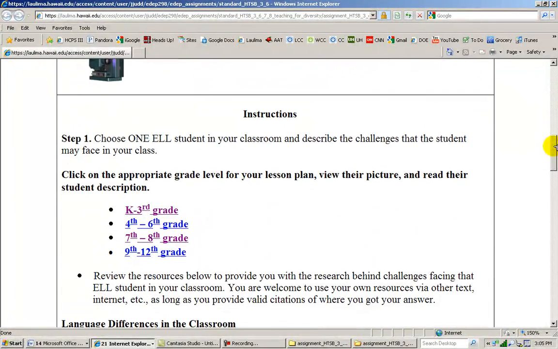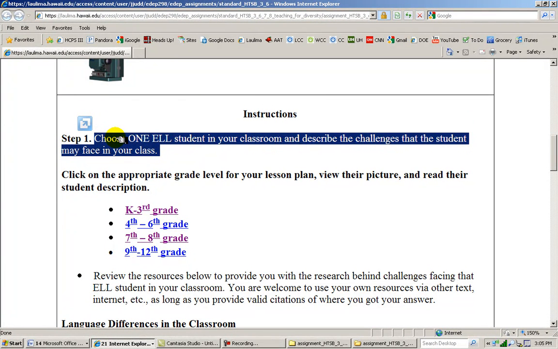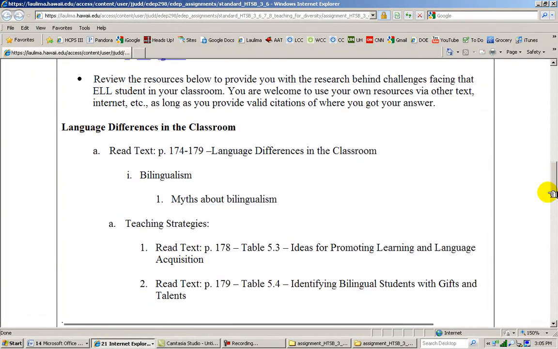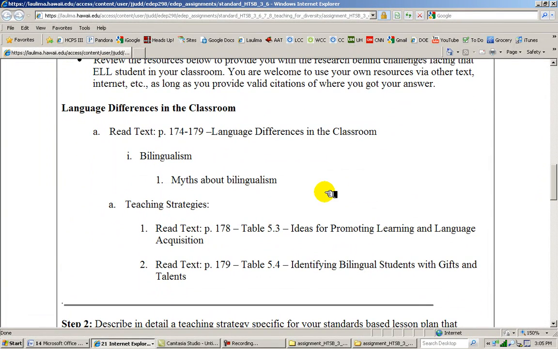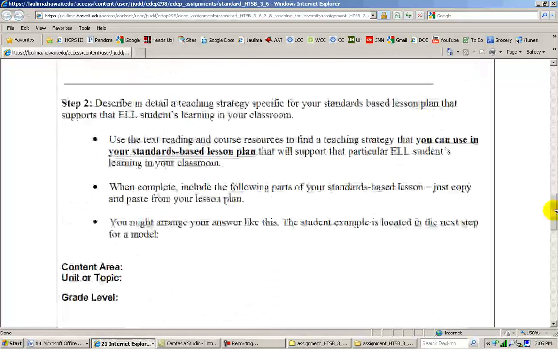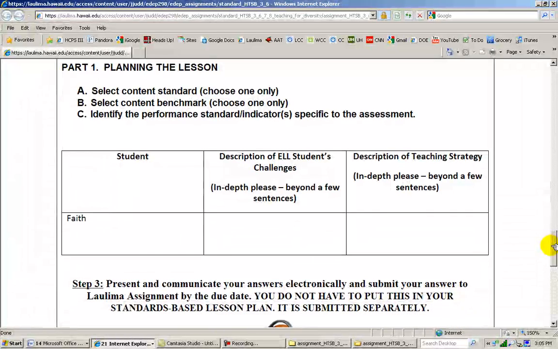So going down to step 1, just like you've been doing, you're going to choose a student in our imaginary classroom who's an ELL student. Review the resources that you think will help you understand the language differences between that student and the dominant culture, which is English. And then describe in detail a teaching strategy specific for your student standards-based lesson plan that will support their learning the English language. Put that in your lesson plan.